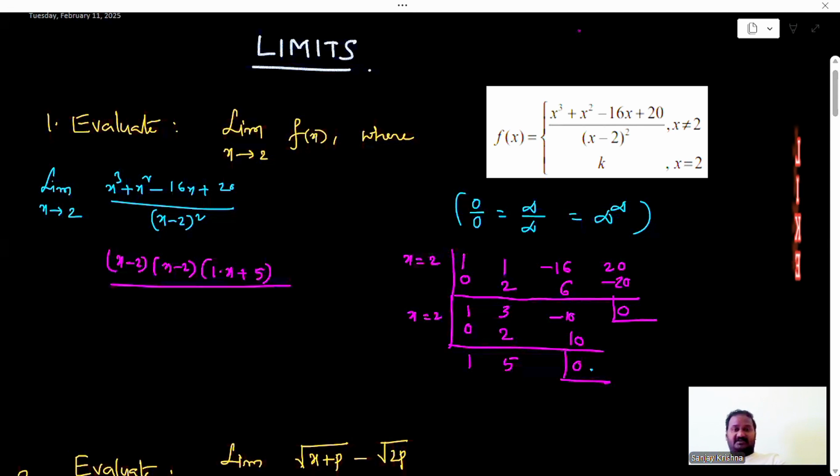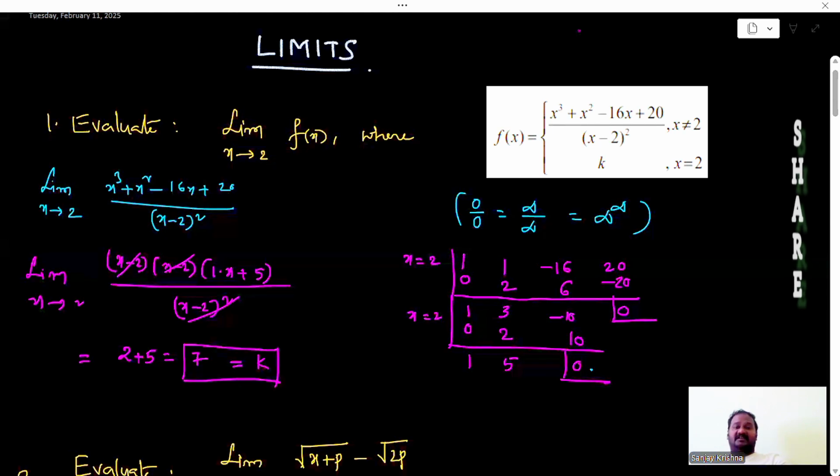This is about the numerator divided by x minus 2 whole square, limit x tends to 2. Now, x minus 2 whole square and x minus 2 whole square can be cancelled. Left with 1 into x plus 5, limit x tends to 2. So now happily you can substitute 2 in the place of x. So 1 into x is x only, now x is equal to 2, plus 5 is going to be 7. So 7 is the value of k. It means the limit of this particular function is 7. Right? So this way we can find out the limit of the function.